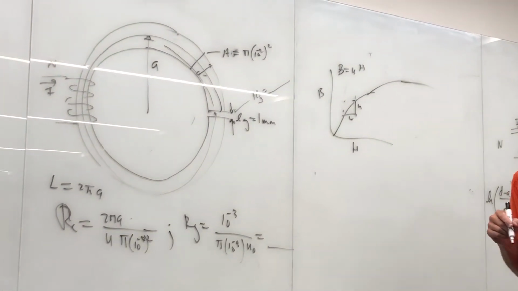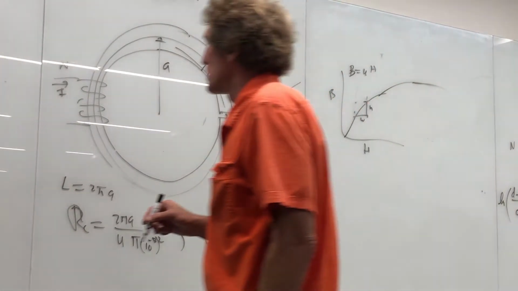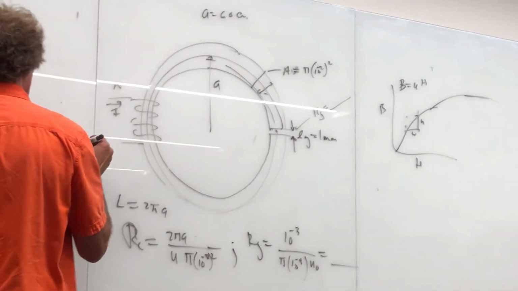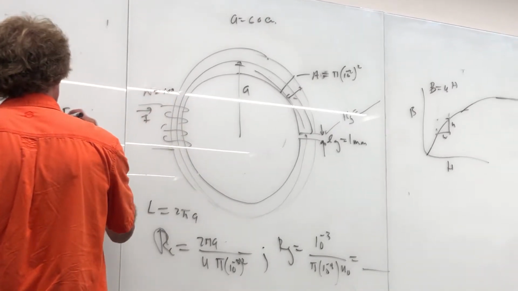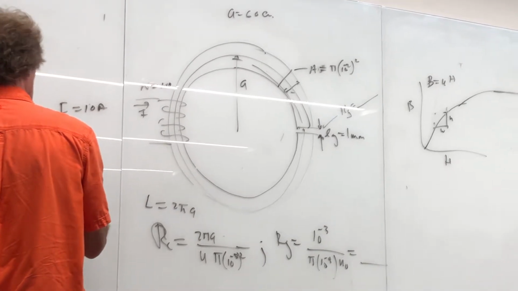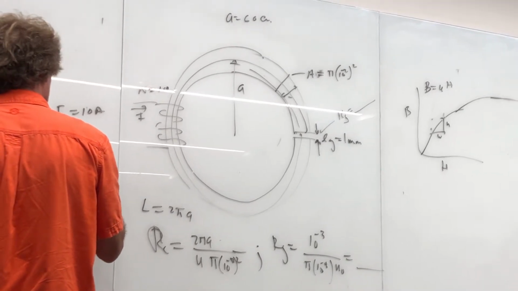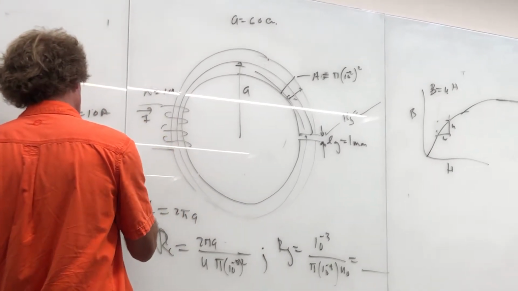Does he give you N and I or not? Yeah. What does he have for N? 10 or 100. N's 100? And what's I? 10. 10 amps? Yeah. That's a lot. All right, so that means Ni is equal to 1,000 or 10 to the third, and that's amp turns.